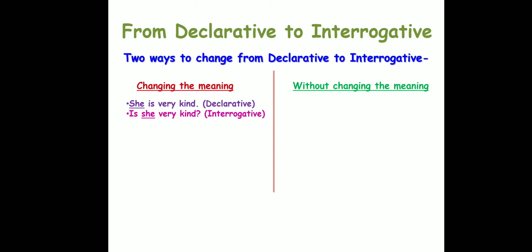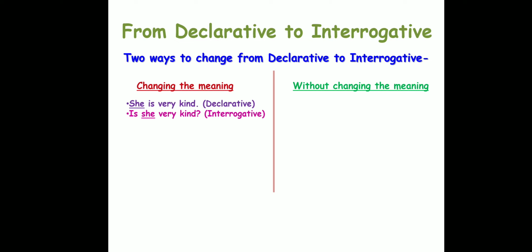Suppose there is a boy in the class, I ask that boy, is your friend kind? The boy might say, no, she is not kind. Or the boy might also say, yes, my friend is very kind. So both can be the answers. It is not necessary that the answer will only be a yes answer. That is why this is changing the meaning. Let us look at some more examples under changing the meaning. Then I will teach you how to change the sentence into interrogative without the meaning being changed.